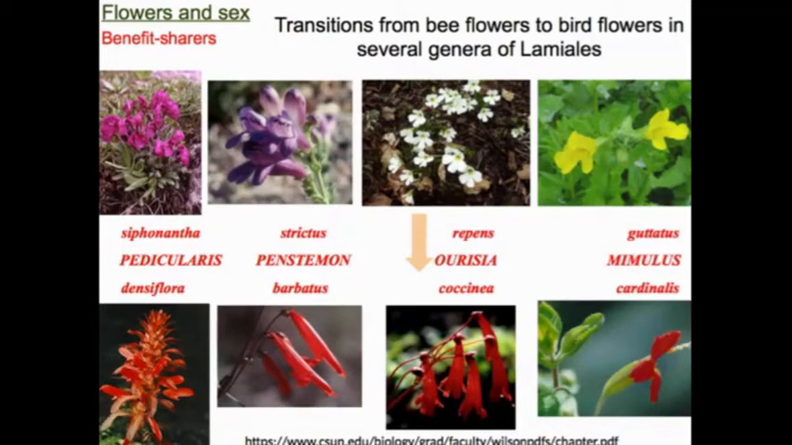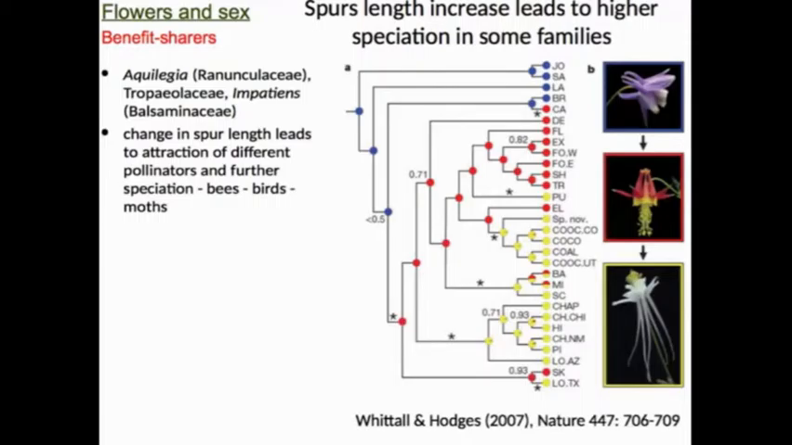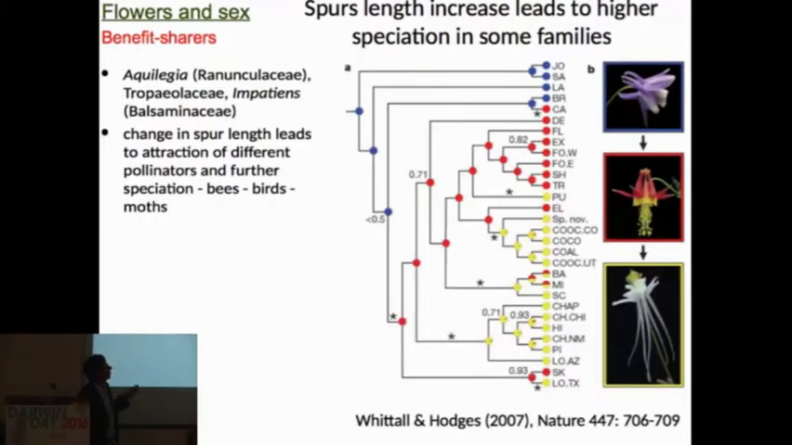So there's the same genus, but we have different species, and the creation of long tubes and red flowers. So there's a kind of easy shift to bird pollination. Now, an interesting paper shows how this works in the genus Aquilegia that you probably all know. And Aquilegia has these spurs at the back of the petals that produce the nectar.